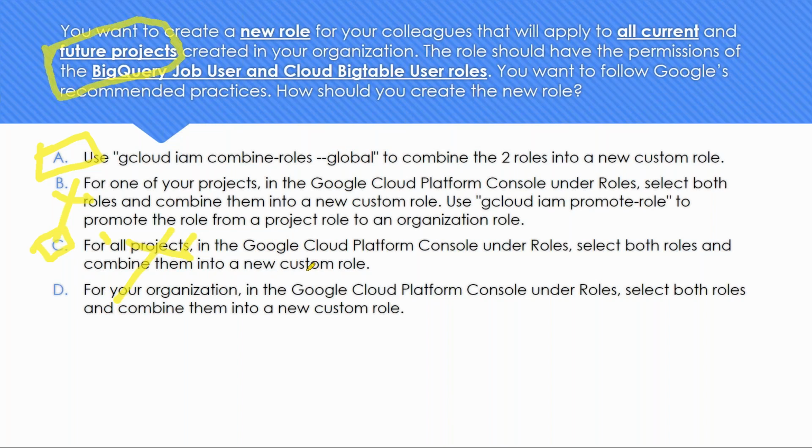For your organization in your Google Cloud Console under roles, select both the roles and combine them into a custom role. So this is done at an org level, but the other is done at a project level. If you do it at an org level, future and current projects, both are going to work. Now, B is ruled out, C is ruled out from our understanding. It is between A and D that you have to decide. You will sometimes have this kind of a clash.